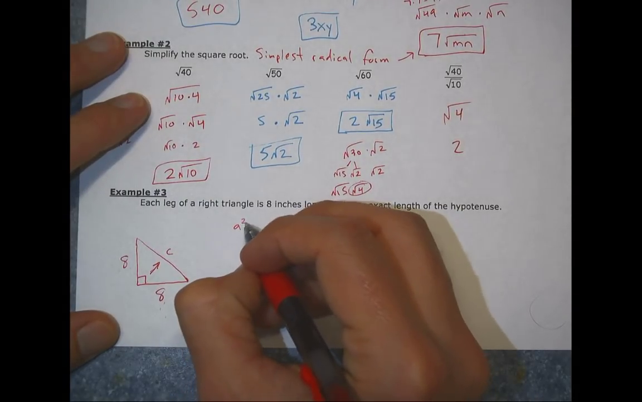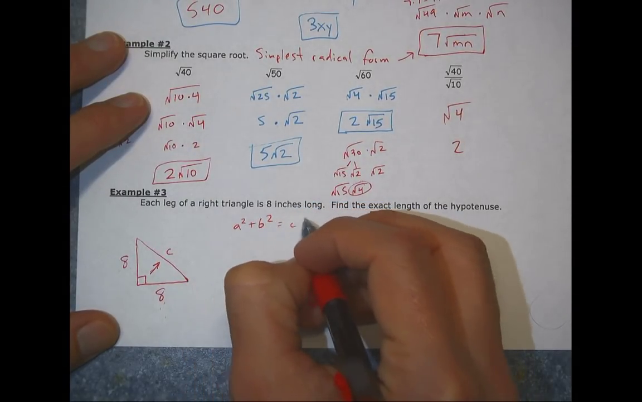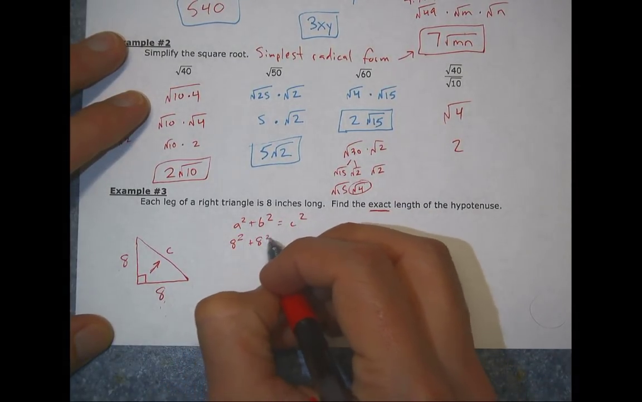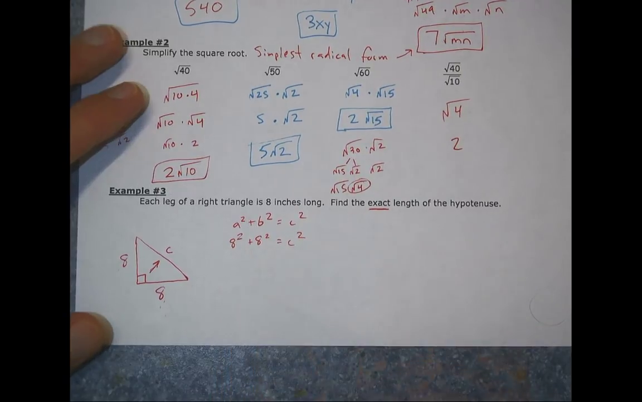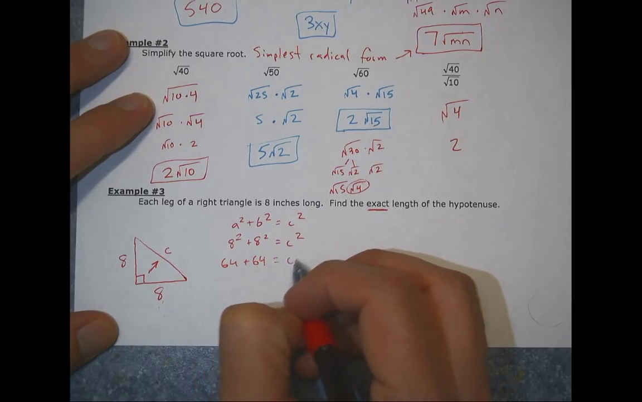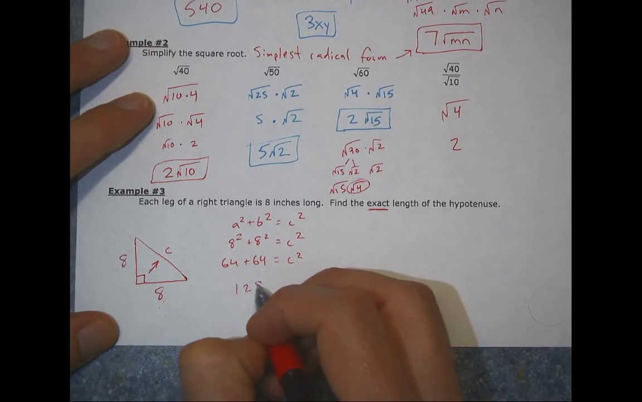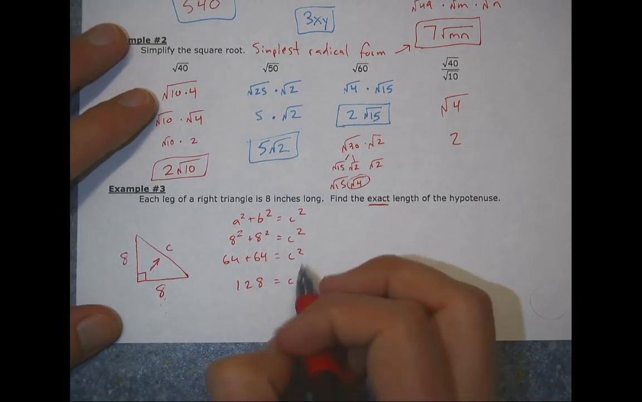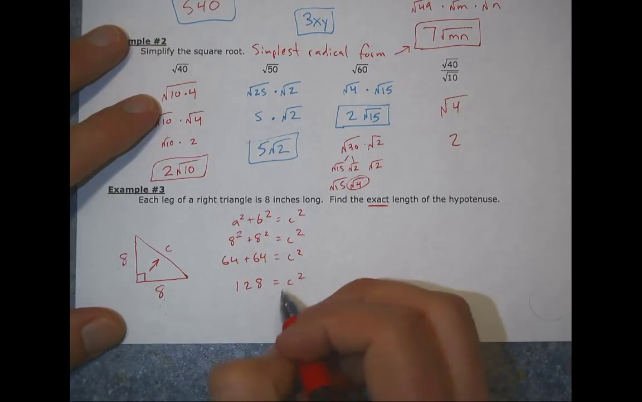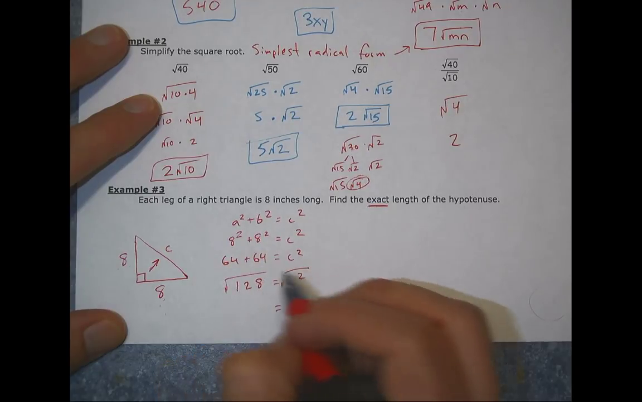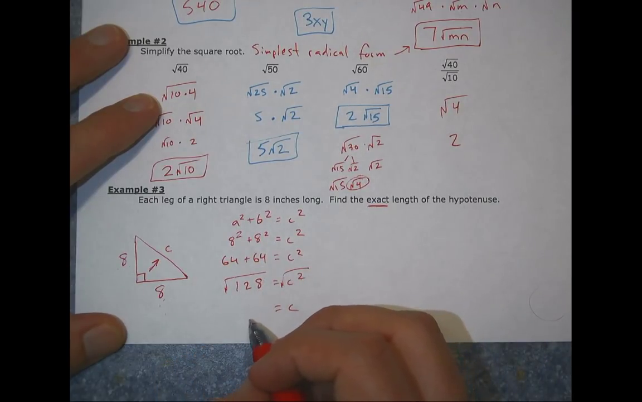So we should know now a squared plus b squared equals c squared. We're going to plug in our numbers. 8 squared plus 8 squared equals c squared. This is 64 plus 64, which is 128. And then at this point, if I'm trying to find out what c is, I need to take the square root to turn this into c. In an equation, you always got to do both sides. And so c equals the square root of 128.